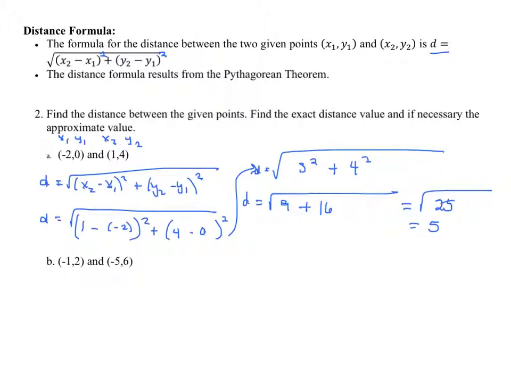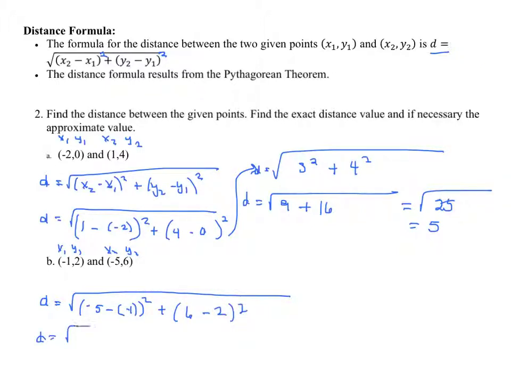So let's do the next one. Label x1, y1, x2, y2, and we're going to plug it in. Negative 5 minus negative 1 squared plus 6 minus 2. We love when they're all positive. It's great. So negative 5 add 1 is negative 4, and we're going to square that. 6 take away 2 is 4. We've got to square that too.